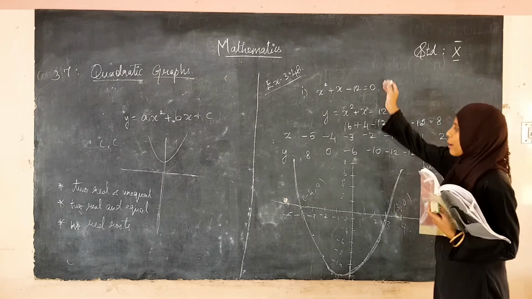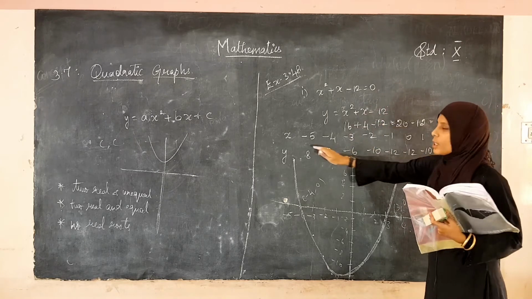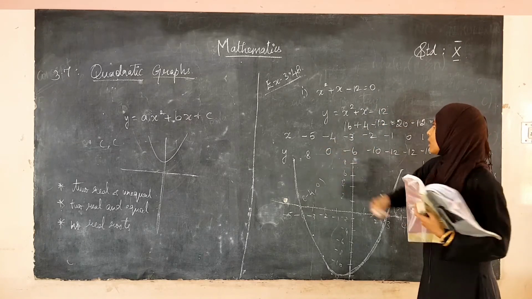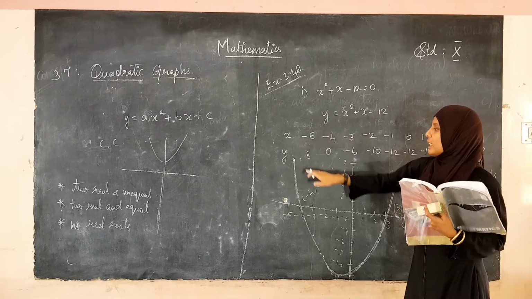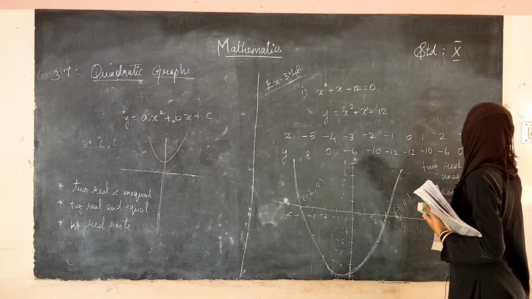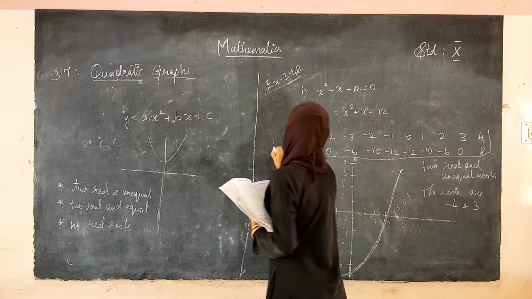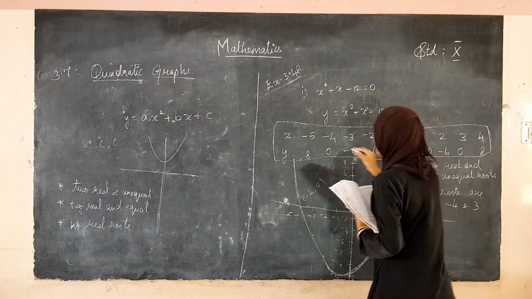What you have to do? You have to first draw the graph using this. Okay, you have to first give the value of x and you have to find the value of y similarly, and you have to form the table like this. You have to form the table like this.